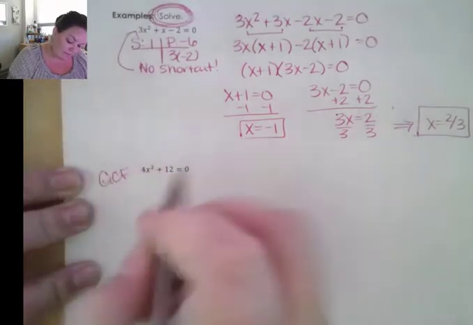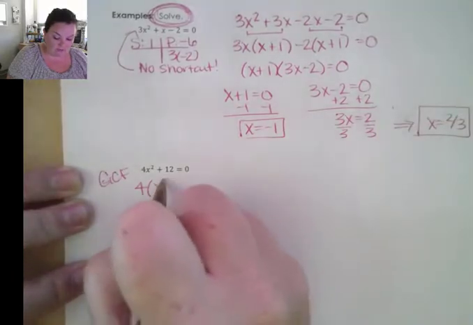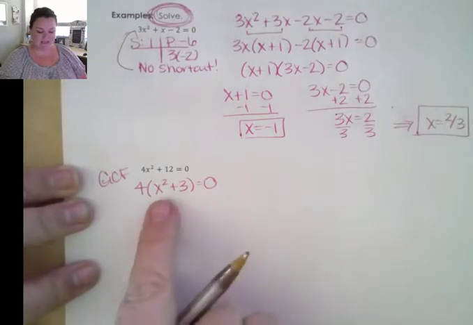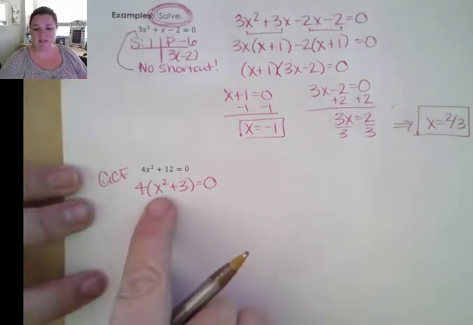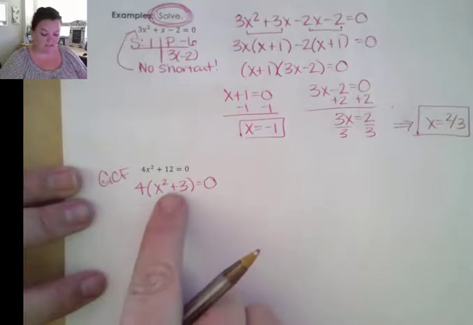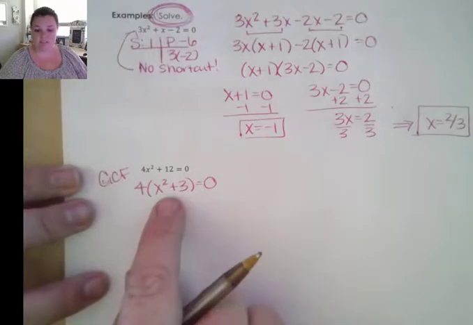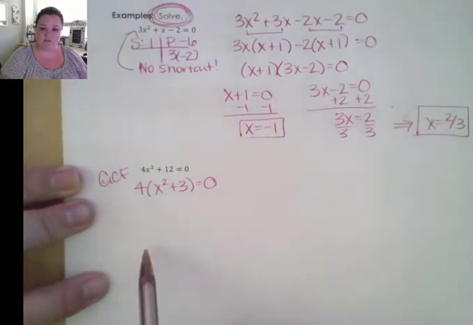I have a greatest common factor. When I factor out the 4, I'll have x squared plus 3. And now we can really see this is not going to be cubes, right? Because that's a squared. It's not going to be a difference of squares because, one, it's not a difference, and two, we don't have a square here. We have a 3. But we're still going to go ahead and solve it the same way we did this one. We set each factor equal to 0.